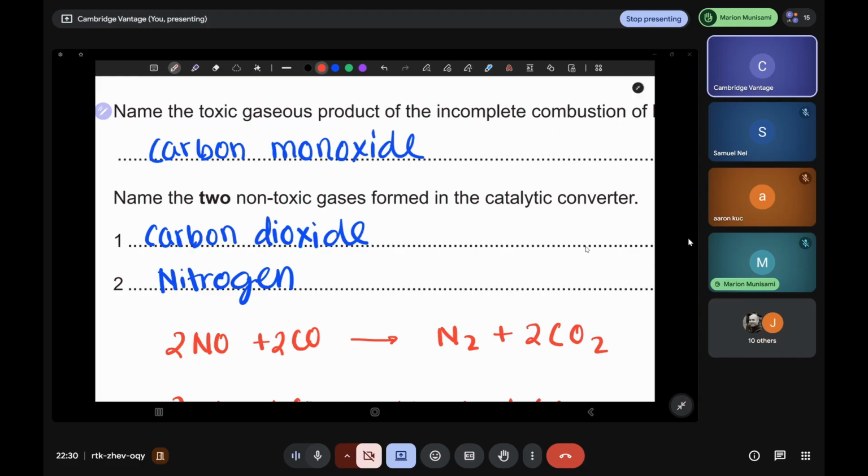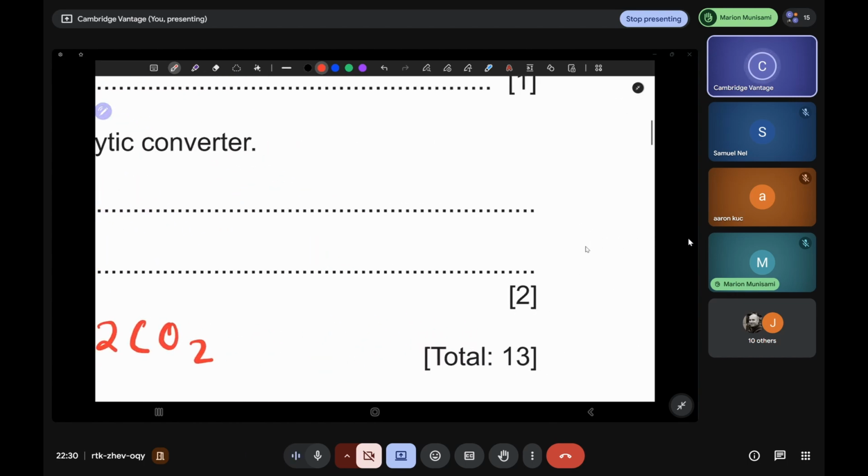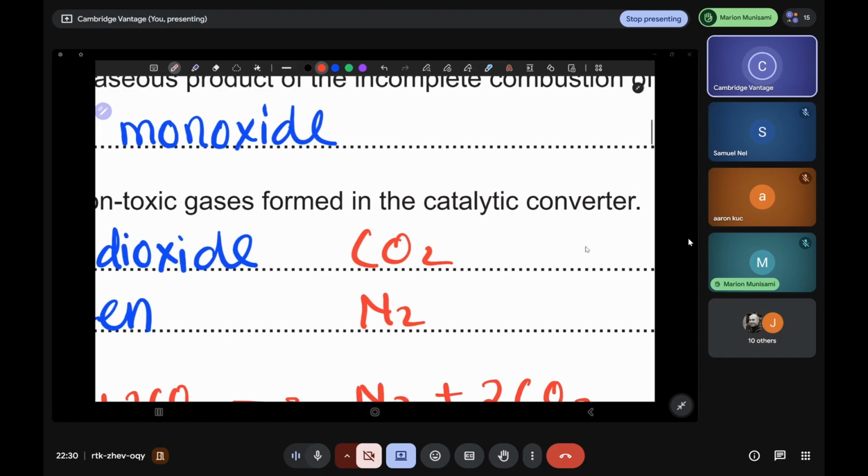Now some of you might write down CO2 and N2. If you write this down, can anyone tell me how much will you score? This was a 2-mark question. If you write CO2 and N2, will you get 2 marks?